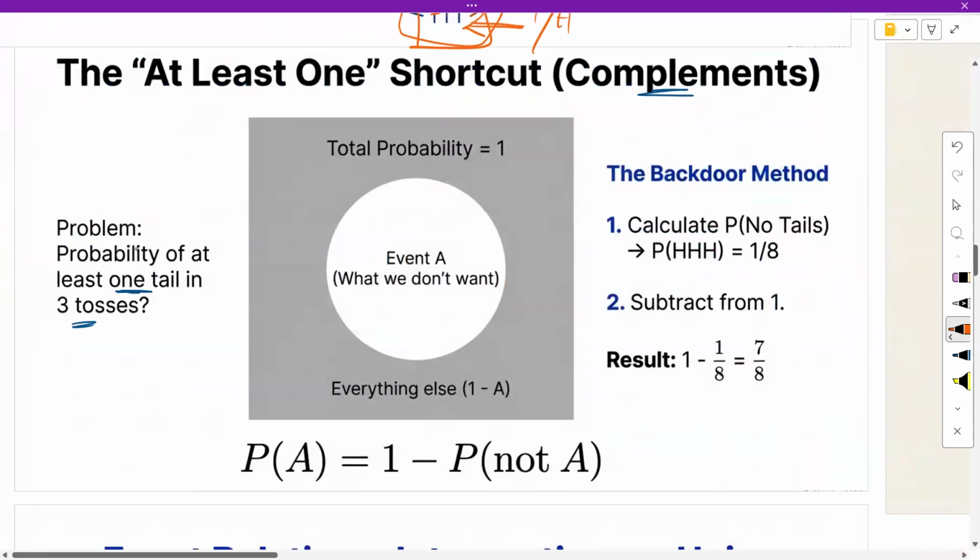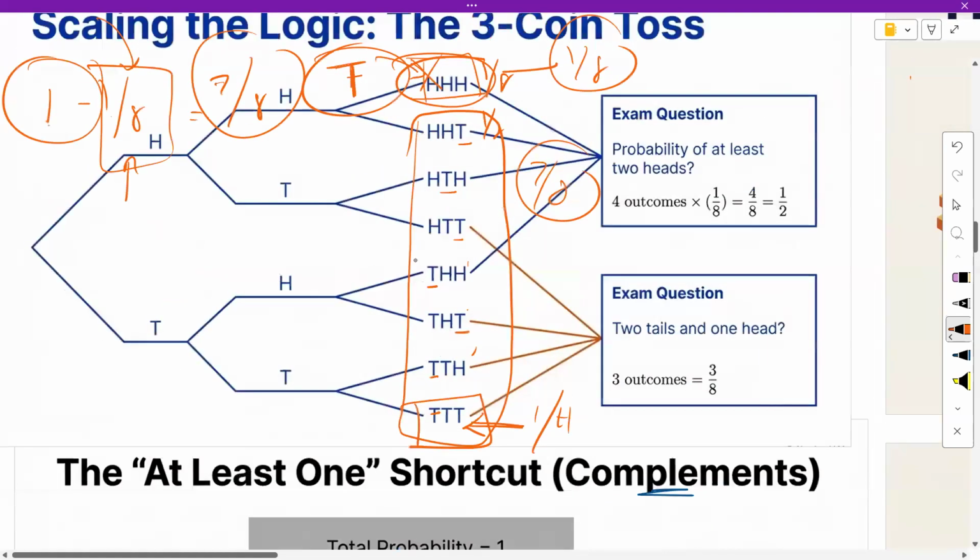Here, the probability of at least one tail in 3 tosses. The total probability equals 1. What we don't want here, so these are the possible outcomes. Out of these, we consider all those with at least one tail. We want all of these, so we have to include all these outcomes, but this one outcome is not considered. So what's the probability?